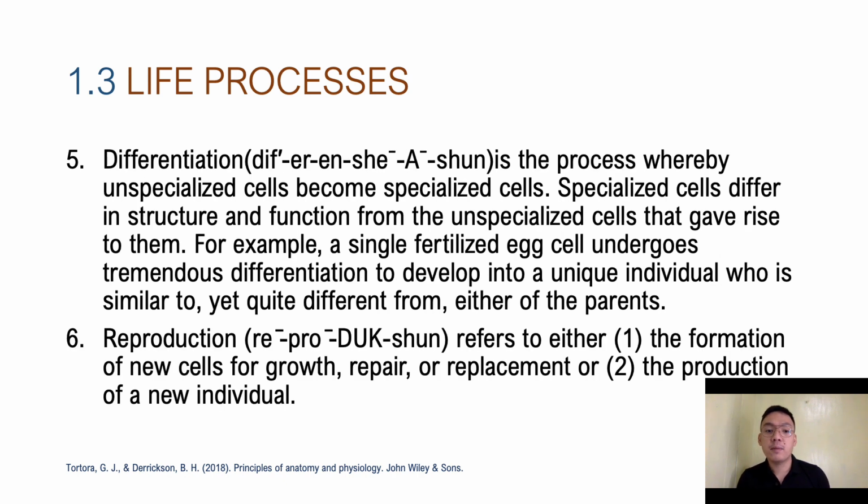Differentiation is a process wherein unspecialized cells become specialized cells, and this is true in your stem cells. They specialize, although these specialized cells differ in structure and function from the unspecialized cells that gave rise to them. For example, your single fertilized egg undergoes a lot of differentiation to develop into a unique individual which is similar to yet quite different from either of the parents.